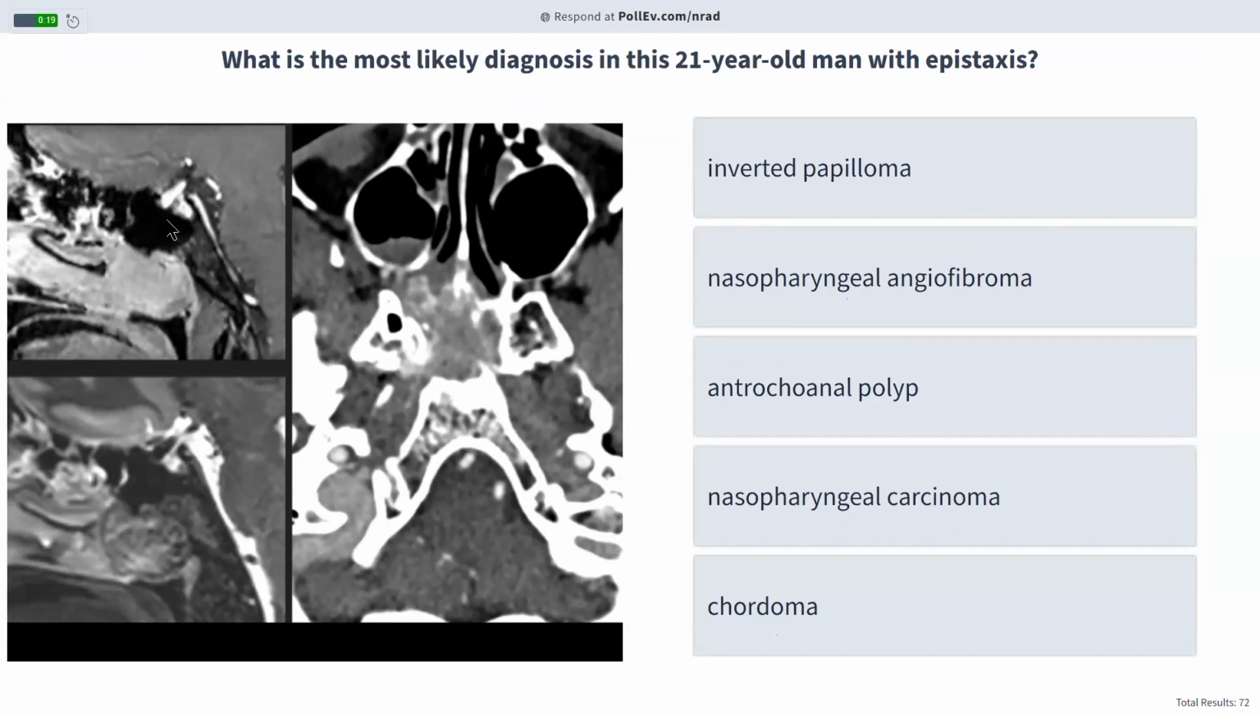The sagittal T1 post-contrast, sagittal T2, axial CT post-contrast. I believe in the arterial phase, you can see the arteries quite well.